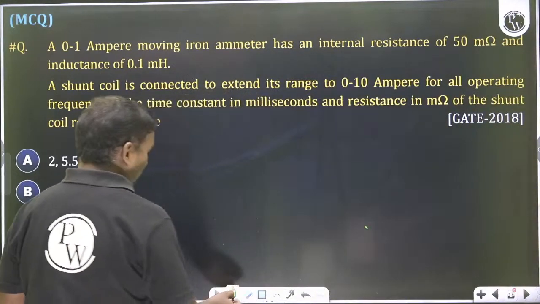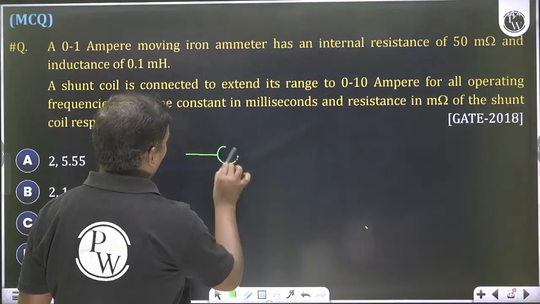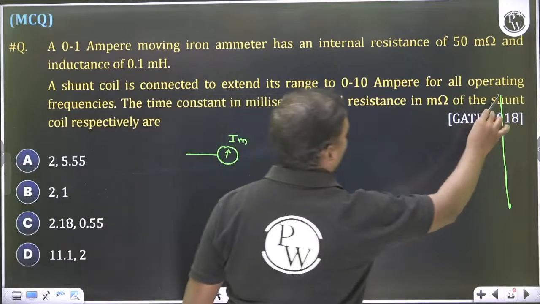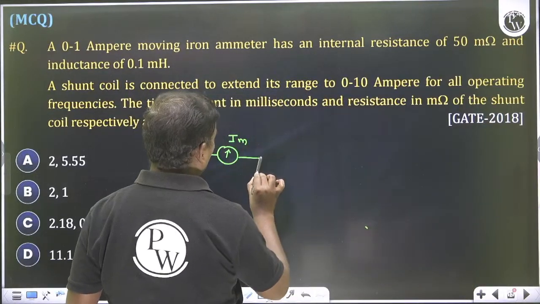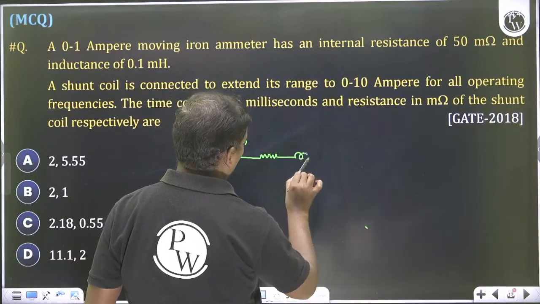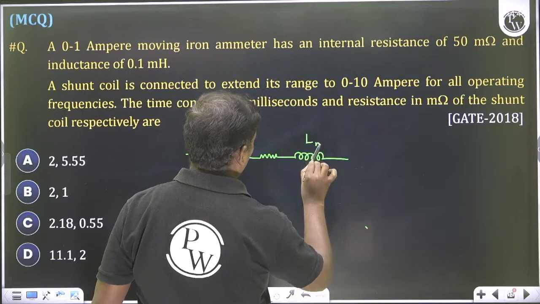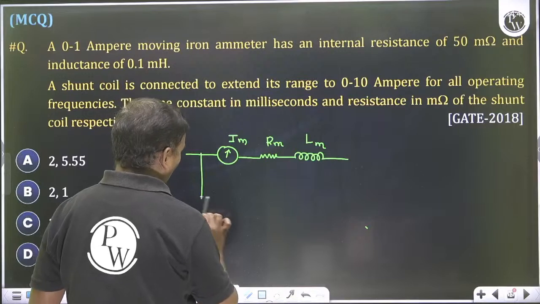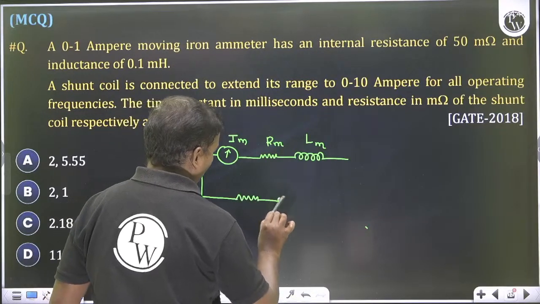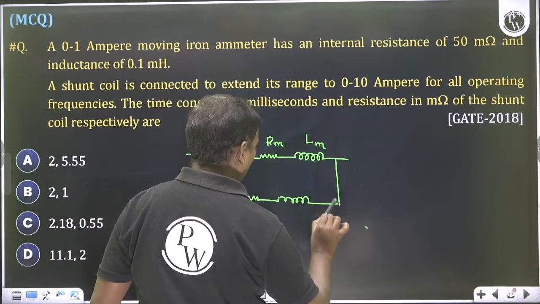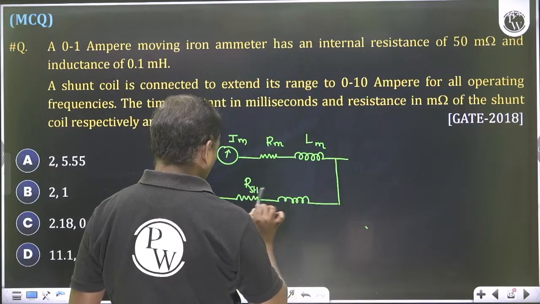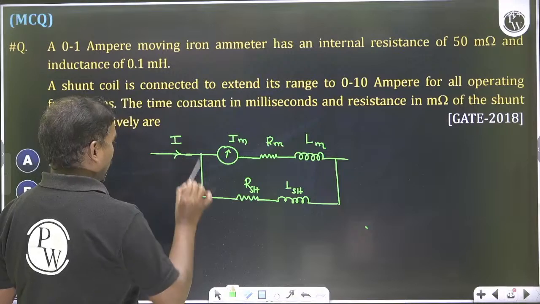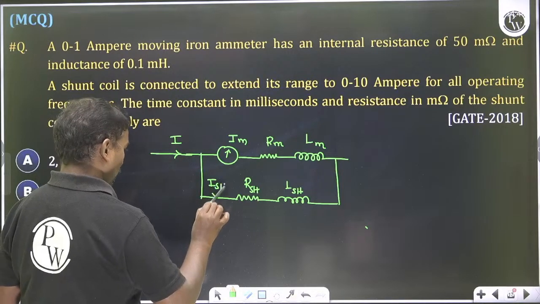So how to do this? First of all, you have to draw the diagram of this. So this is the moving coil, Im. In addition to this, we'll be having one resistance Rm and this is Lm. So in parallel, we are going to attach the shunt resistance and shunt component, so Rsh and Lsh. So this is the total current I. This is the Ish. So what is the data he has given?